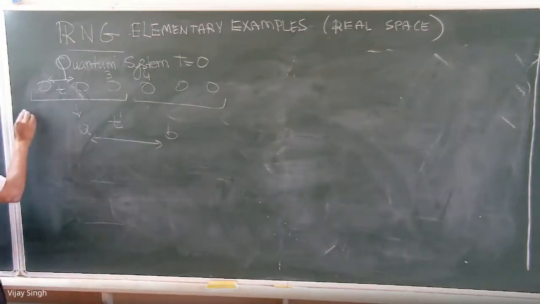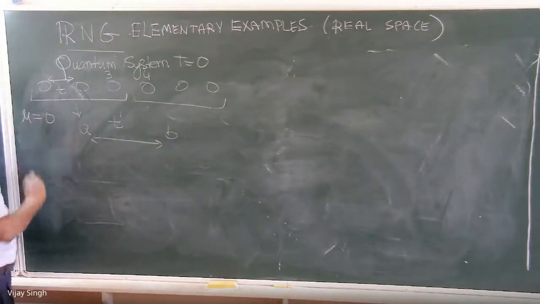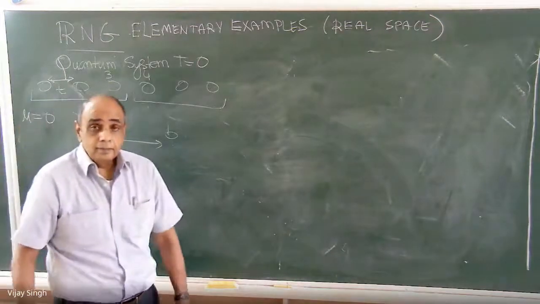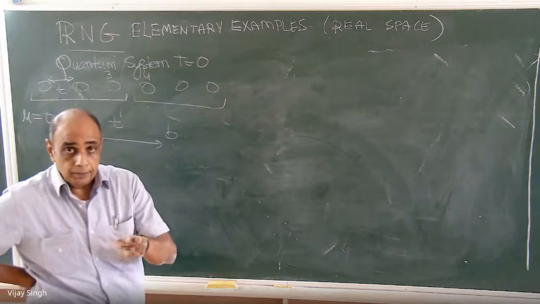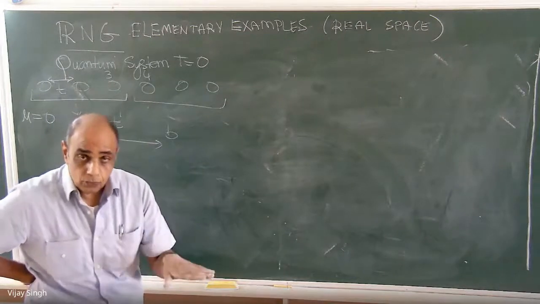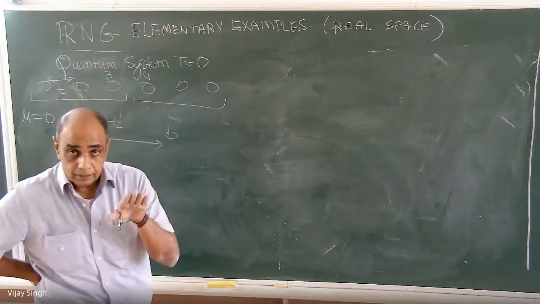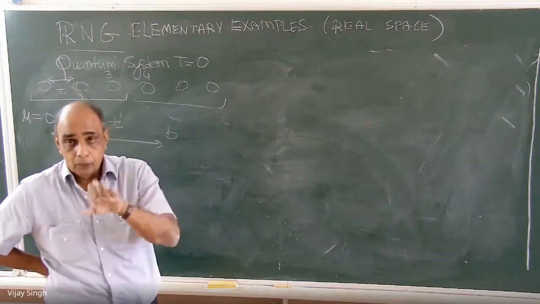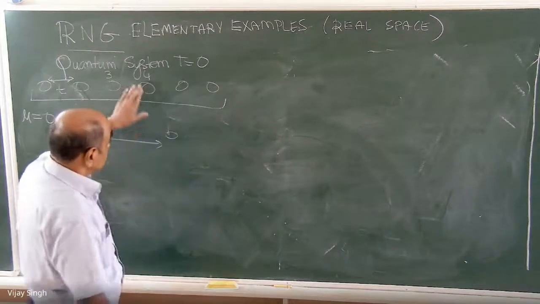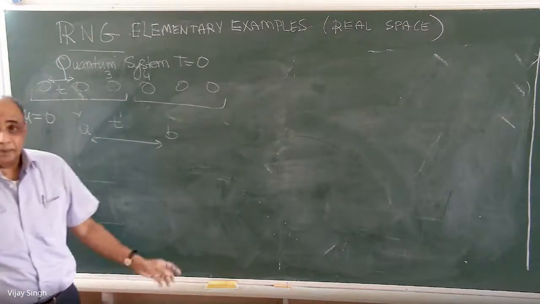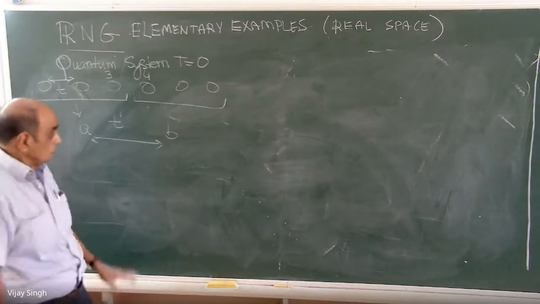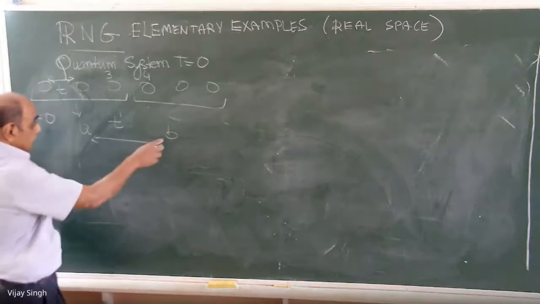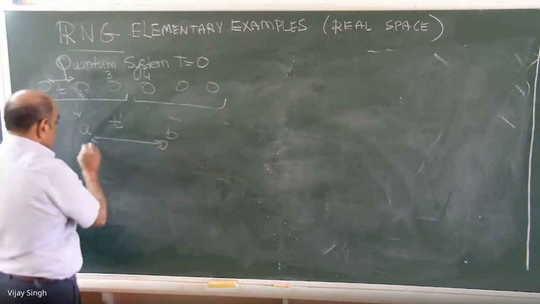Let me take the case where mu is equal to 0, without loss of generality. Therefore, for a 3-site problem, the ground state is minus root 2t, then the first state is 0, and then it's plus root 2t. This is the picture. So what I do then is this is A and this is B. Okay.